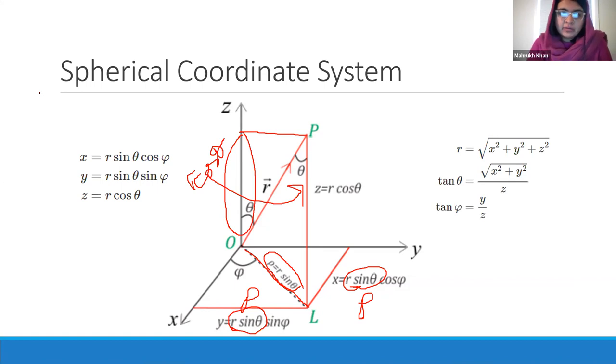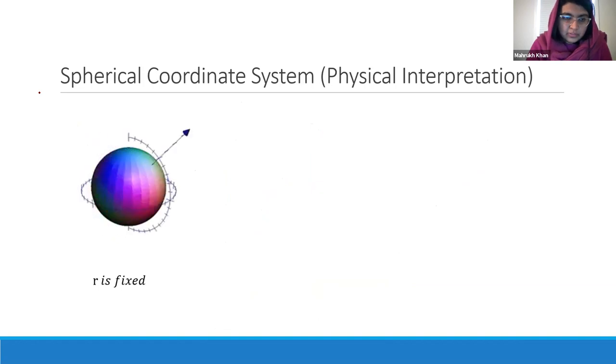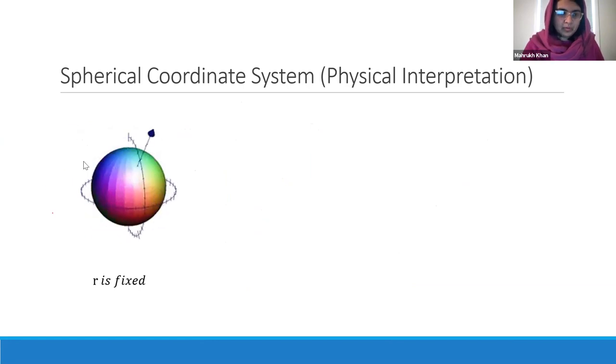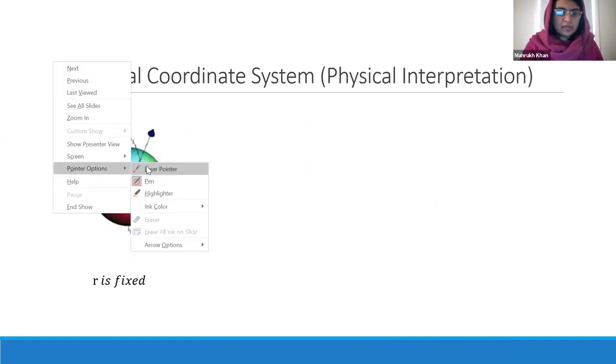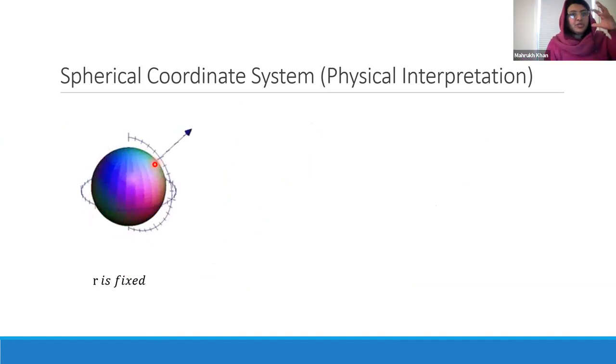So that's how we describe them in terms of rectangular coordinates or the spherical coordinates. If we move forward, I just want to describe R, theta, and phi right now, okay? If your R is fixed somewhere here, then your theta is also changing, your phi is also changing. So this will make a sphere for you at a certain R, okay?